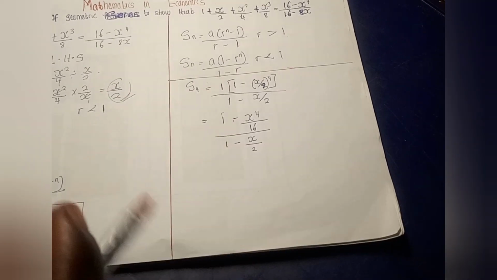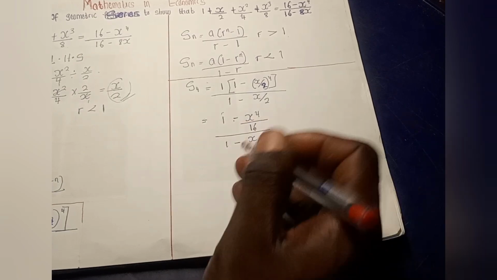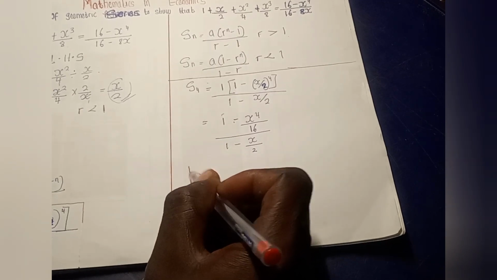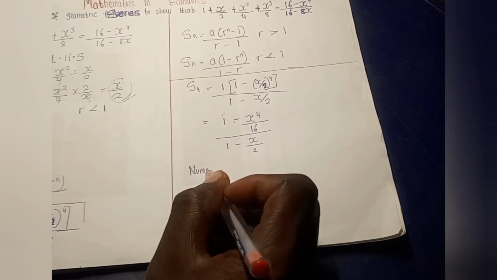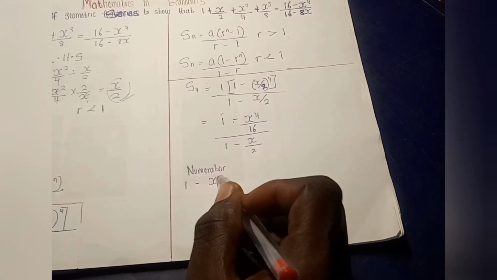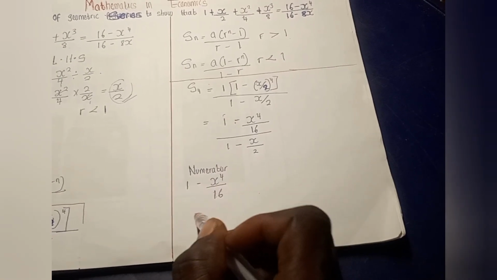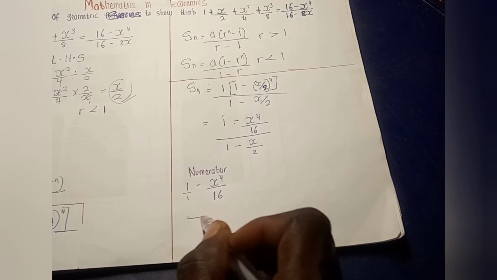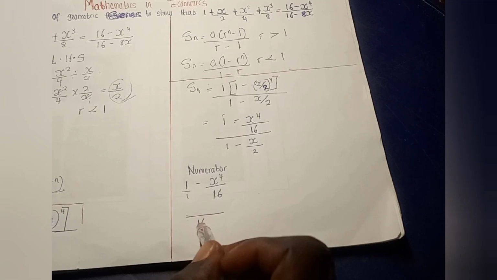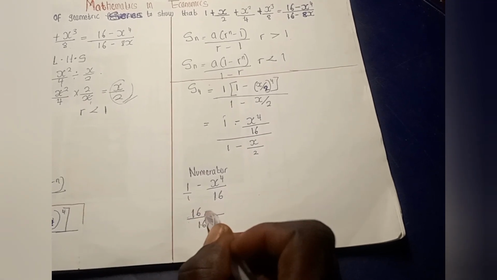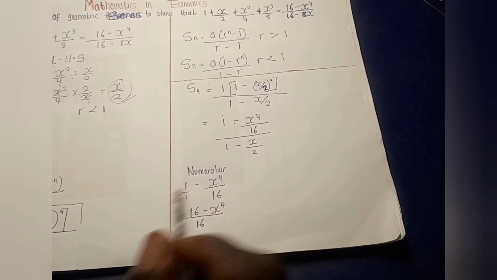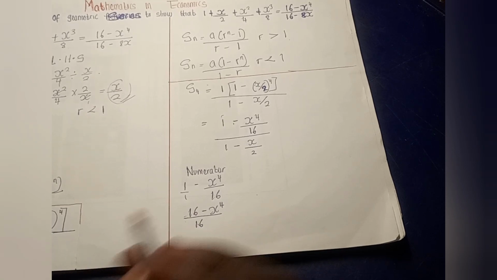Please follow me carefully. If I'm going to solve this, I can easily solve. Let me put the numerator first. Let me solve the numerator. 1 minus x raised to power 4 over 16. If I take the LCM, the LCM is 16, so 16 divided by 1 is 16, 16 times 1 is 16. 16 minus, 16 divided by 16 is 1, 1 times x raised to power 4 is x raised to power 4. So I have solved the numerator.